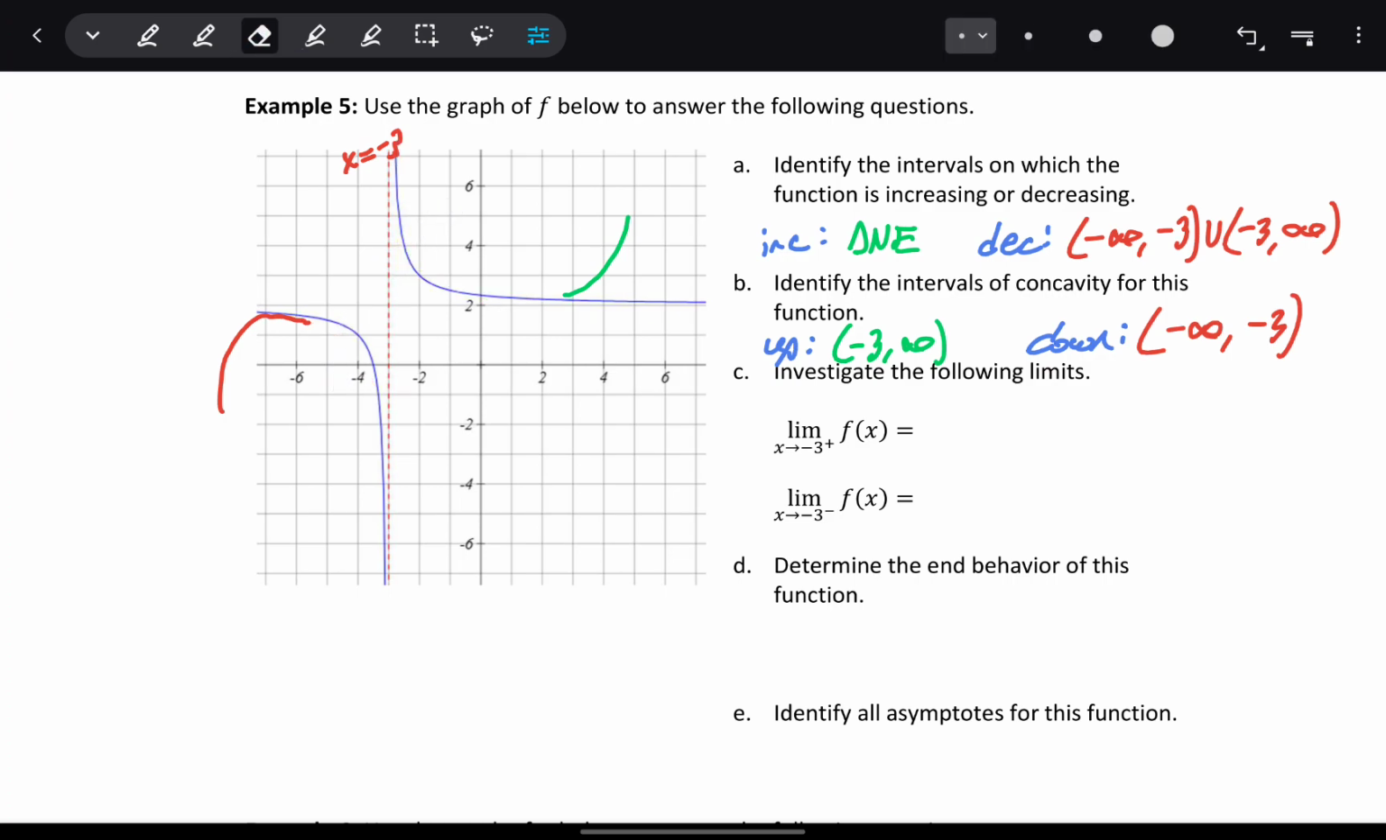Next, we want to consider the one-sided limits at this vertical asymptote. As x approaches negative 3 from the right-hand side, our function f of x is approaching positive infinity. And as we approach negative 3 from the left, our function value is approaching negative infinity.